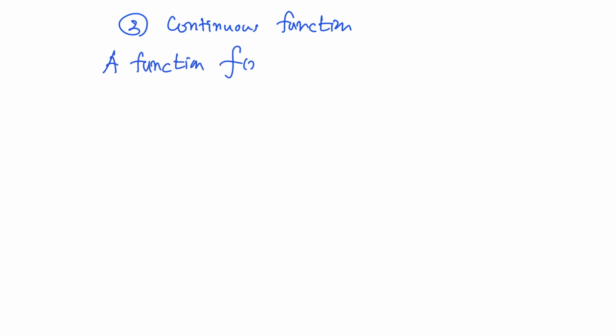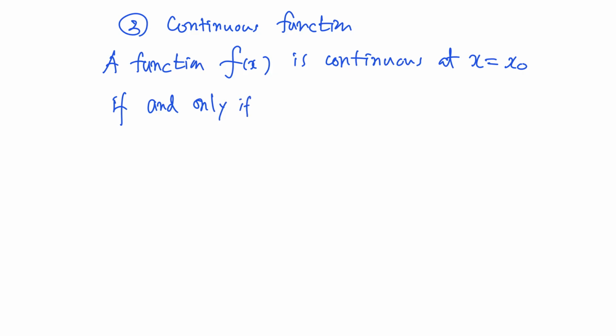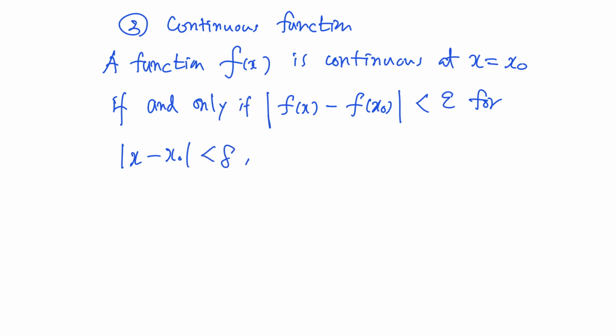And somewhere in your life, we learned about continuous functions. A function f(x) is continuous at x equals x0 if and only if |f(x) minus f(x0)| is less than epsilon for |x minus x0| less than delta, epsilon-delta. This is the basic definition of continuity.